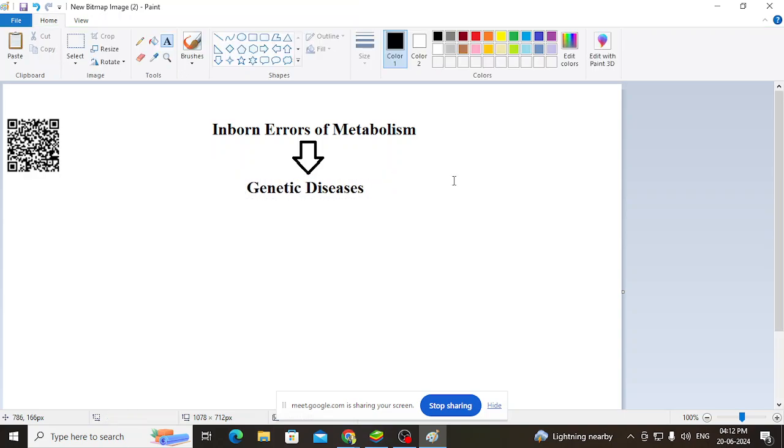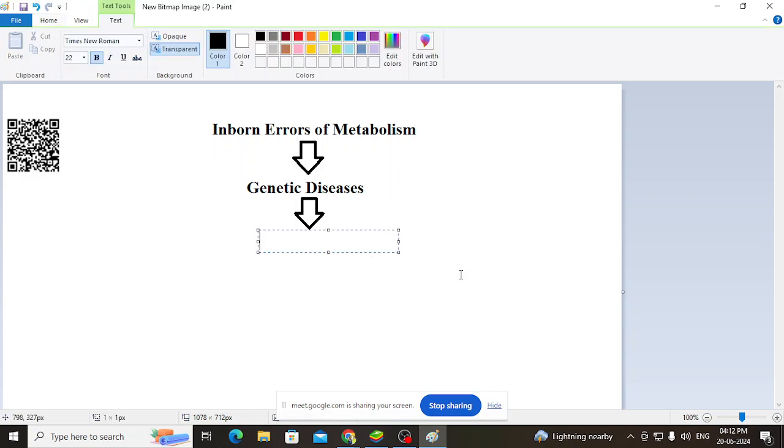Now these are genetic diseases, but not exactly the same as thalassemia and other things. Sickle cell anemia and thalassemia are different kinds of diseases. These are also genetic diseases, but not inborn errors of metabolism. Some common examples of inborn errors of metabolism, I think you already know, are, for example, alkaptonuria.